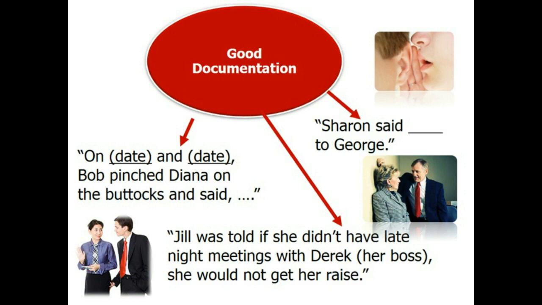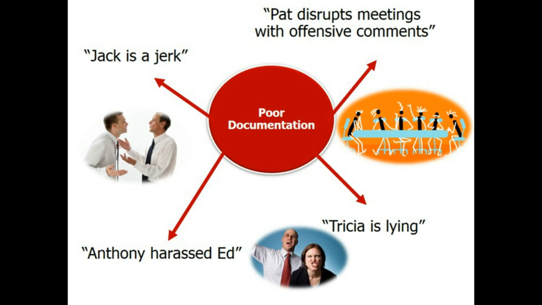And what you see is it's all based on observable, objective behavior. Now let's contrast that with poor documentation. So let's look at the top right. Pat disrupts meetings with offensive comments. Too vague, too ambiguous. What do we mean by offensive comments? So if you were to use something like that, you could say, so-and-so and so-and-so states, those would be witnesses, that Pat disrupts meetings with offensive comments such as, bing, bing, bing, and you identify them.